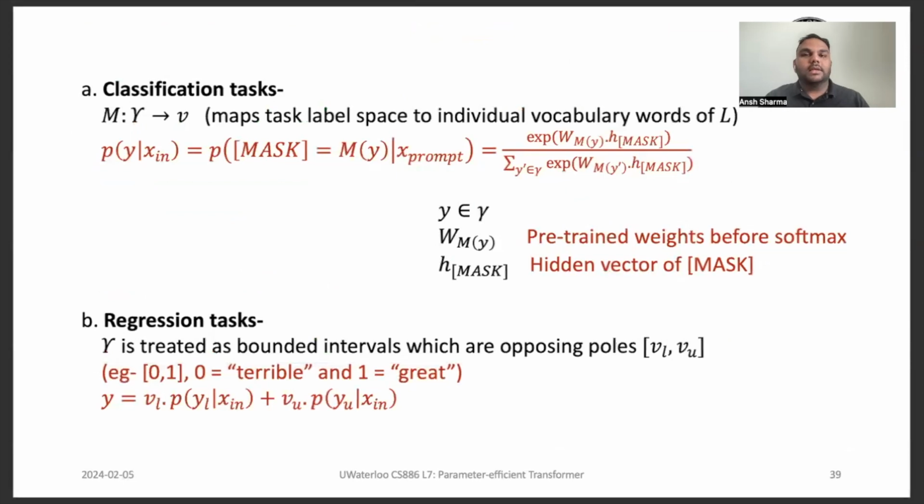These tasks can be classification or regression tasks. For classification, a single probability is calculated for the masked word to help map the task label space to individual words in the vocabulary based on the prompt. For regression, the final probability is the sum of all the probabilities of possible sets, for example positive and negative.